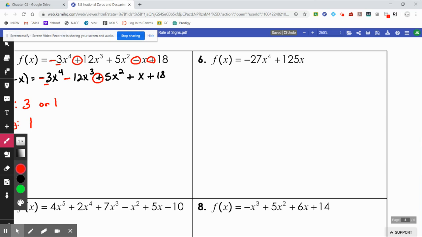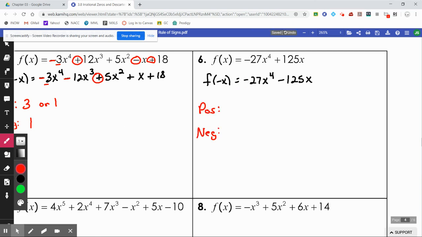Number 6. Now something I noticed right off the bat with 6 is there's not a constant term. So automatically you're going to have one 0, because that x value could be factored out. So you could do that first. You could factor that if you'd like. But I am going to go ahead and find f of negative x like it is.